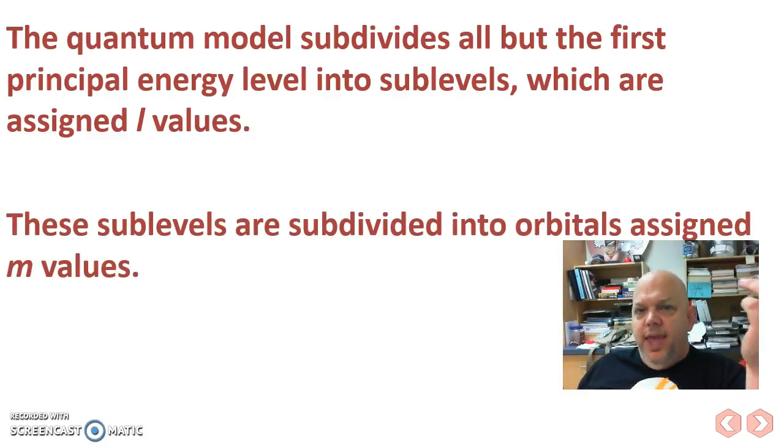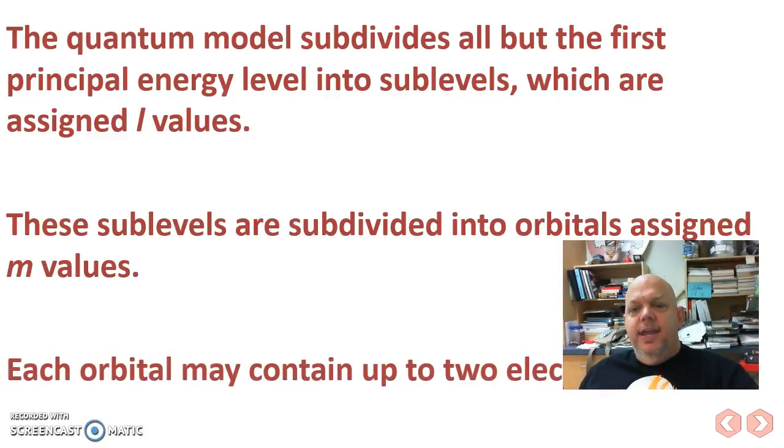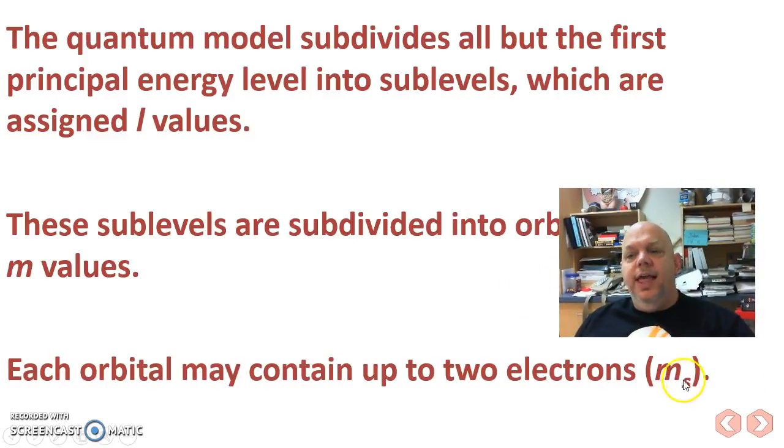So if we look at it, each level is split into sublevels. They're assigned these L values, which we call s, p, d, and f. Now those sublevels are subdivided again into orbitals assigned M values. Well, wait, what's the M value? The orientation, the x, y, and the z. We're just going to stick with the basics here. And then each orbital may contain up to 2 electrons. And the little s that you're seeing down there is the spin of the electron.